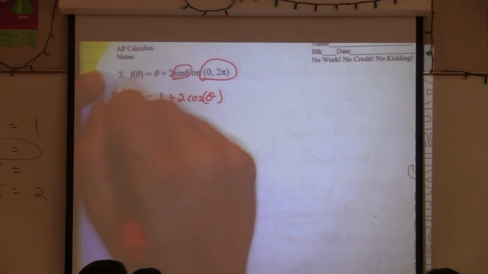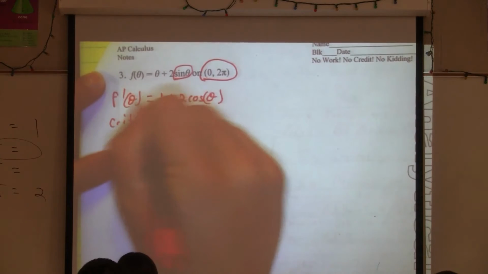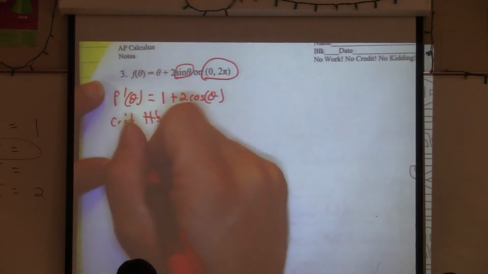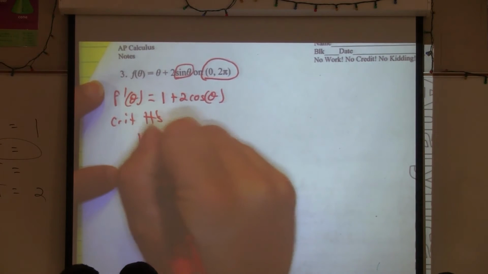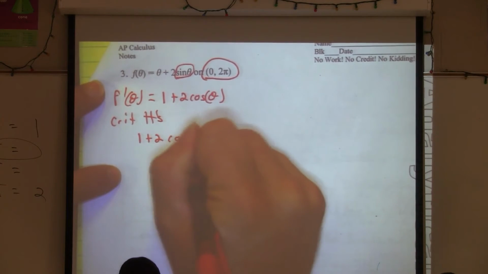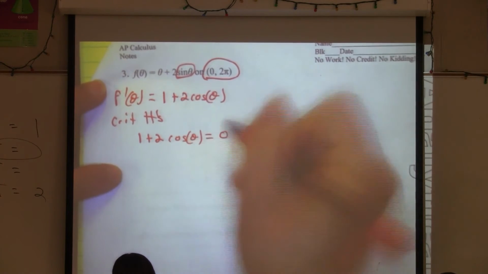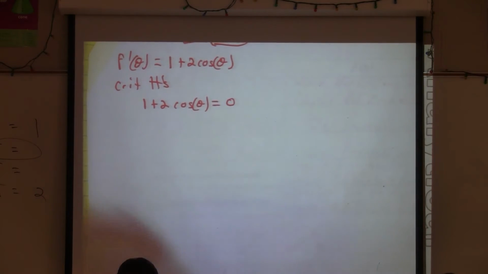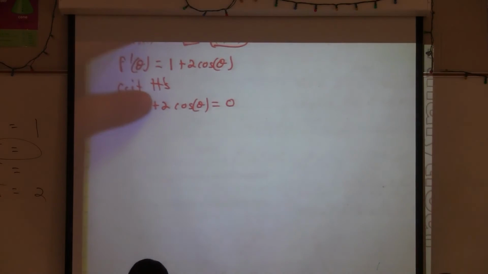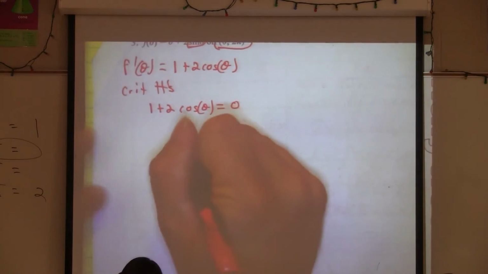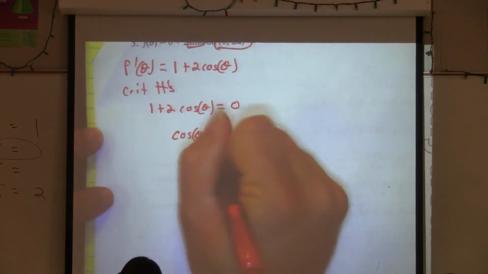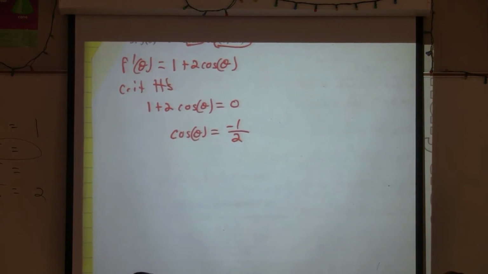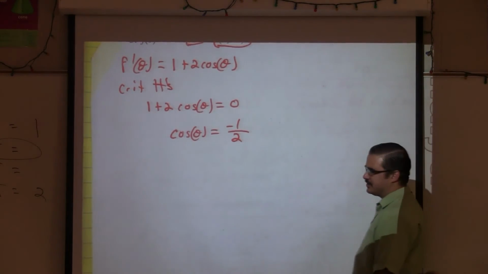Next thing, critical numbers. How do I find them? Derivative equal to 0. So 1 plus 2 cosine theta equals 0. Do it in your head. What would I get rid of first? The 1. So that's minus 1. And then what would I do? Divide by 2. So we get cosine theta is equal to negative 1 divided by 2. Are we okay? Do I need to show the steps in between?